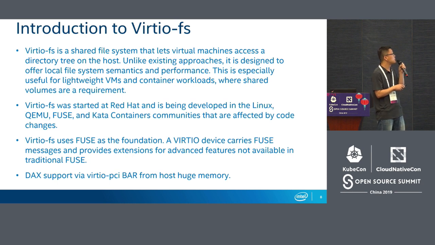This is about Virtio-fs. It is the major driver of Red Hat. I see in the community there are some Chinese colleagues already submitting patches. This is a shared file system that lets a virtual machine access a directory tree on the host. It is designed to offer local file system semantics to replace 9P, because 9P is still a network file system.